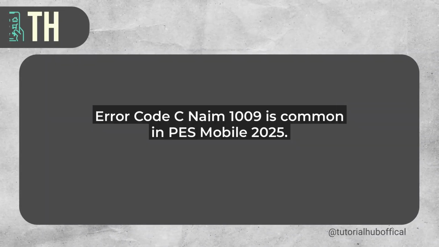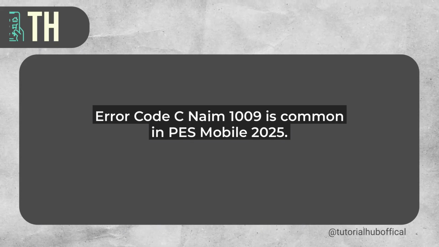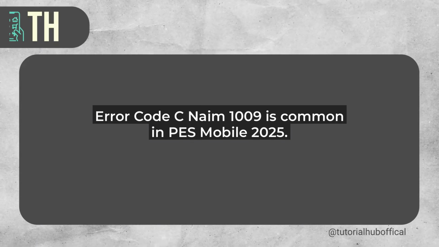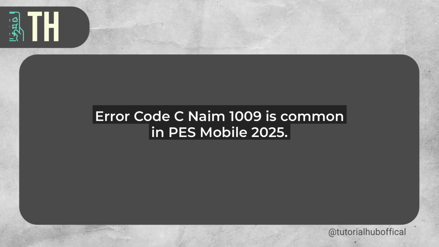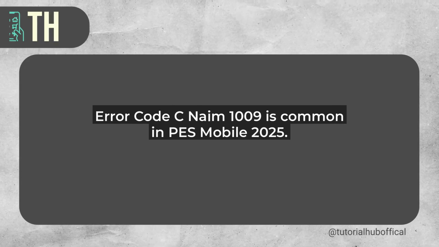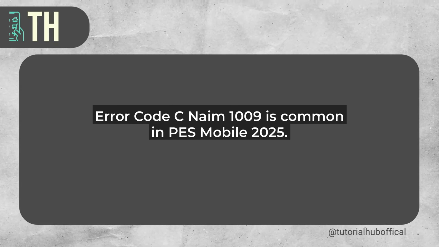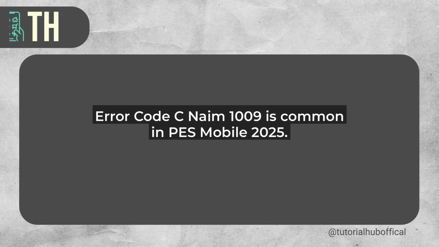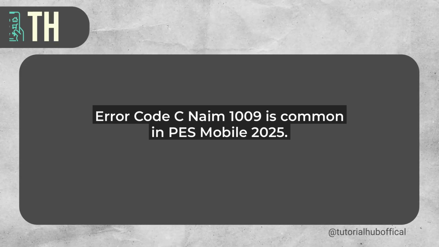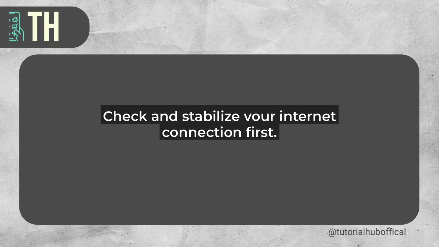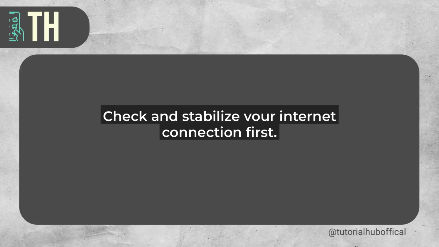If you're a PES Mobile player and you're stuck with that annoying error code C Najm 1009 in the 2025 version, don't worry. We've got you covered. This error can pop up due to issues like network problems, outdated app versions, or even corrupted files, but I'm here to walk you through some simple fixes that should get you back in the game in no time.